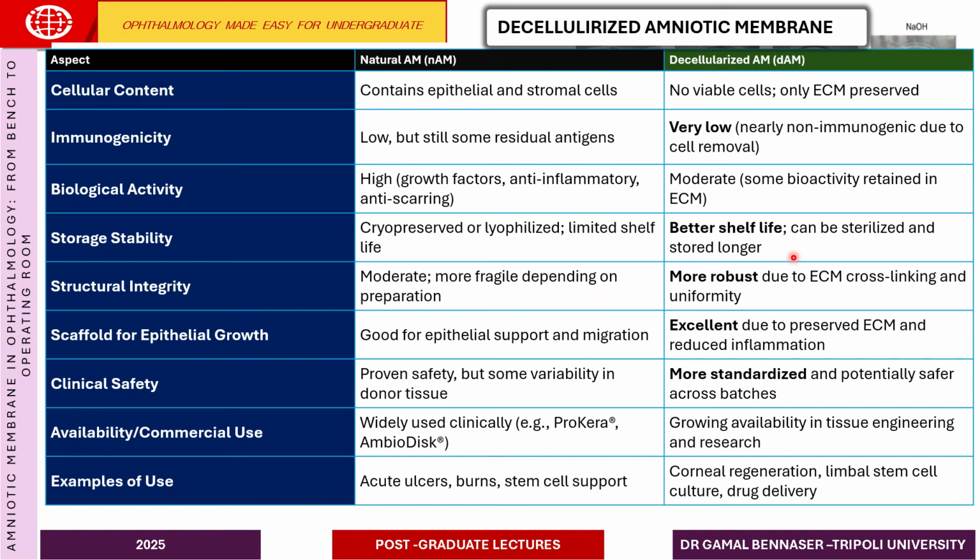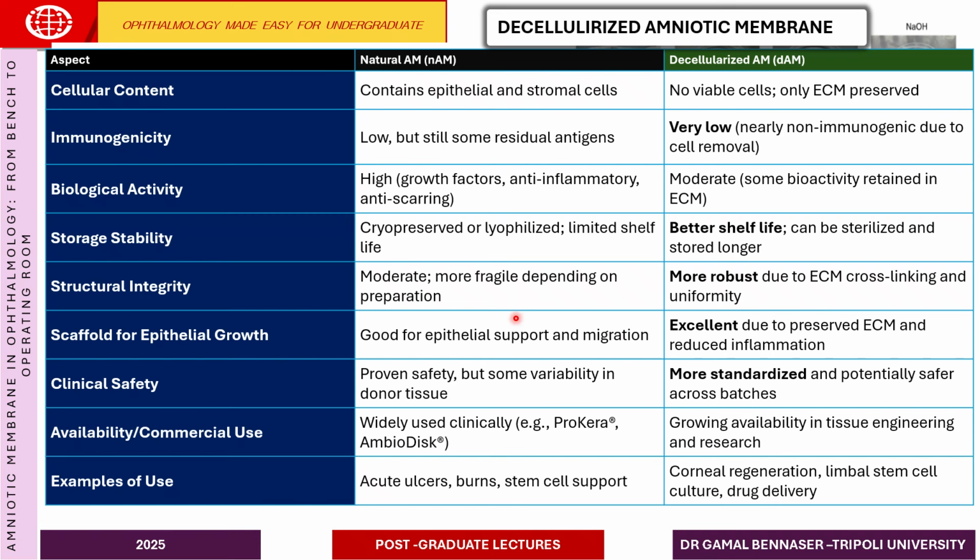This is one advantage. As far as the structural integrity, the natural one is more fragile, depending on the preparation. However, the decellularized one is more robust due to the extracellular matrix and the cross-linking. After the removal of the cells, they do cross-linking, so it will be a little bit stiffer. So the handling will be better as compared to the natural one.